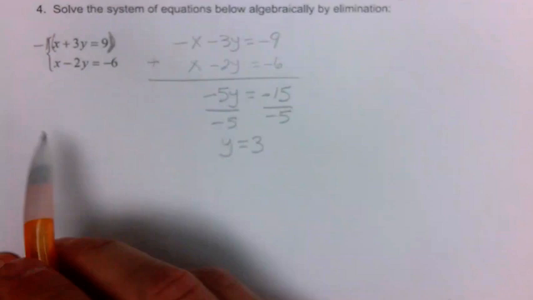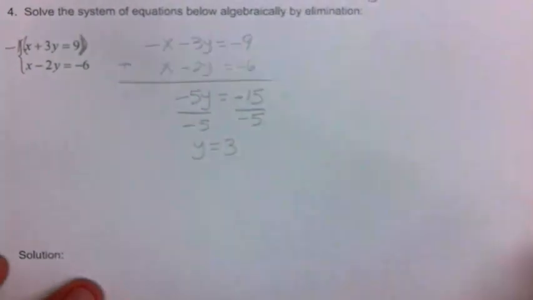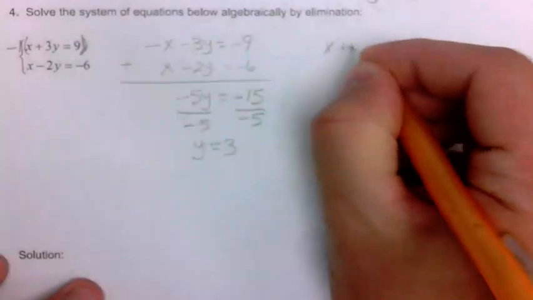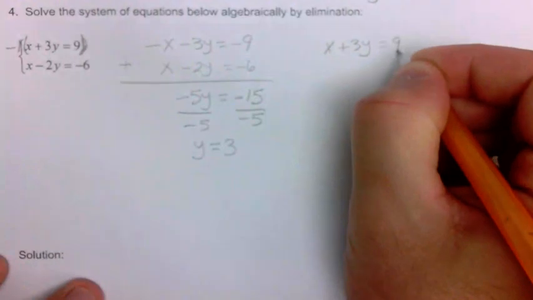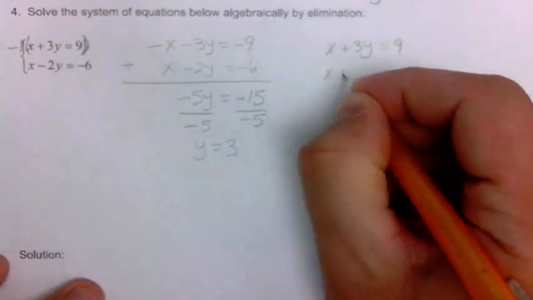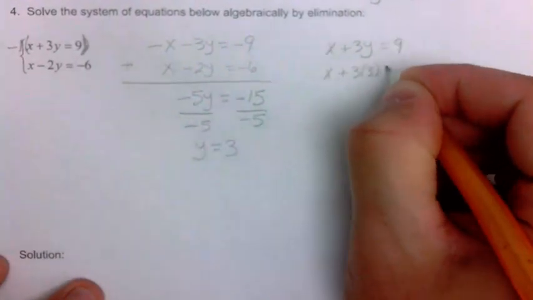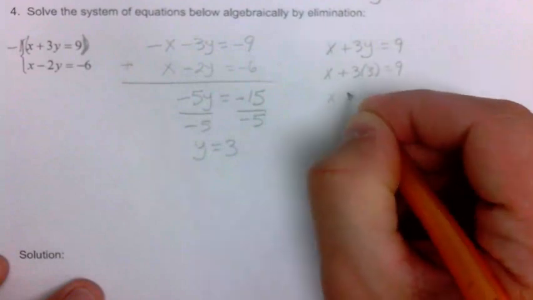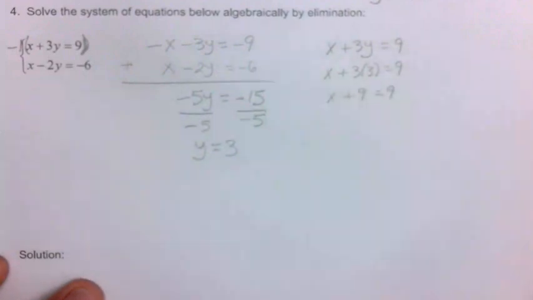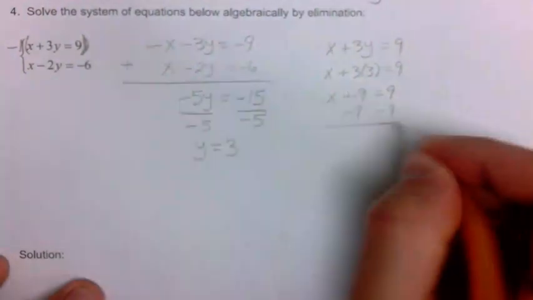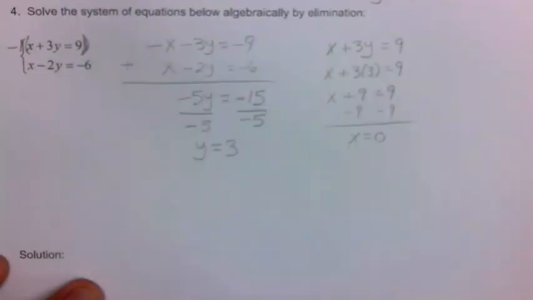To get x, let's use the equations from the system. The first one said x plus 3y equals 9. Y was 3, so x plus 3 times 3 equals 9. X plus 9 equals 9. So if you subtract that 9 from each side, then x must be 0.